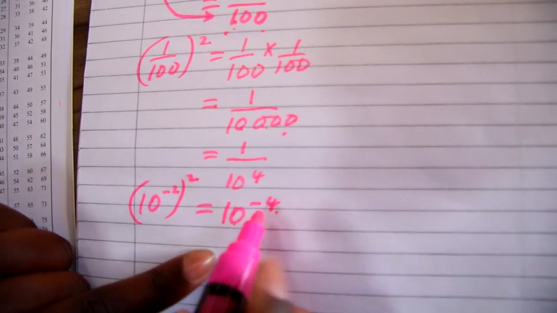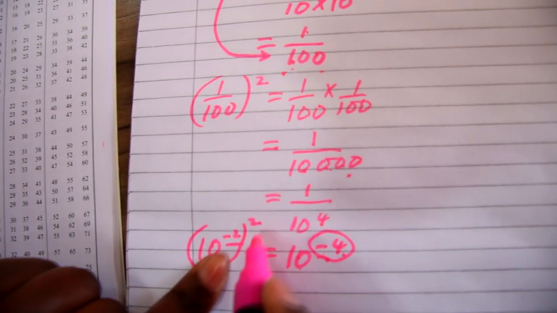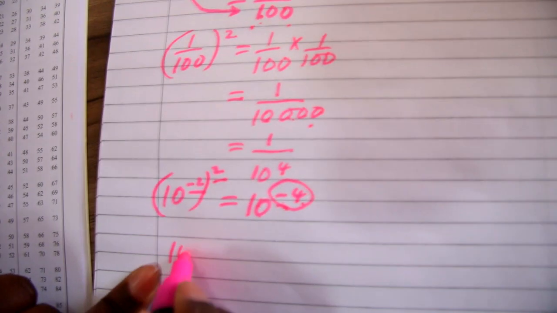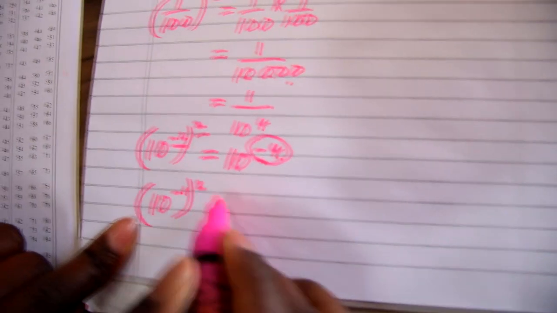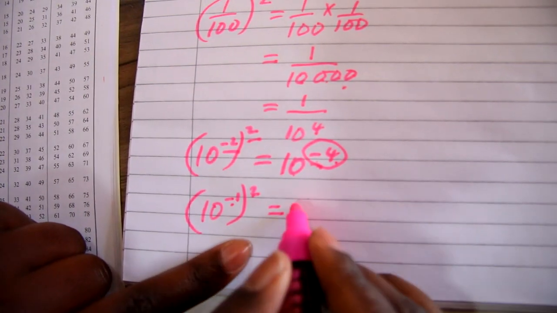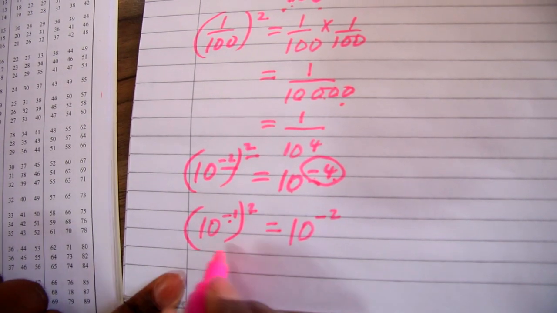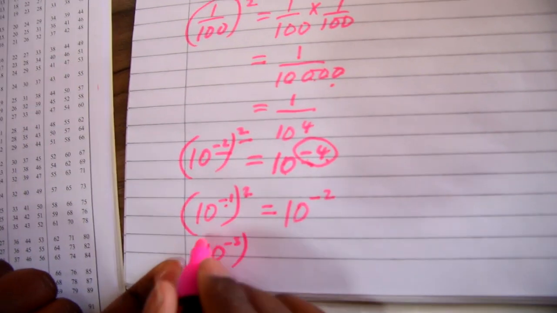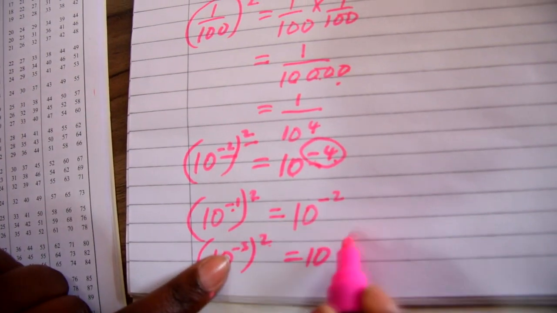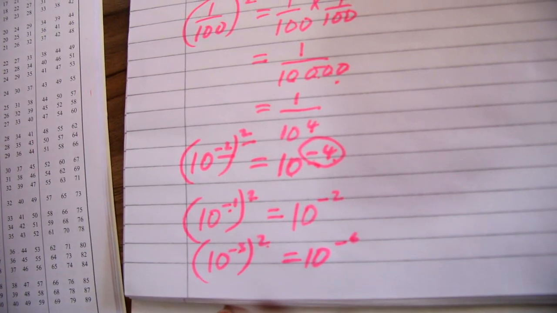Now in a simpler way, this negative 4 can be obtained by multiplying this negative 2 by the 2 to get negative 4. So if you have 10 power negative 1 squared, you will just need to multiply negative 1 by 2 to get negative 2, so that now the square here will be 10 power negative 2. If you have 10 power negative 3 squared, then this will be 10 power negative 3 times 2, which is negative 6. So I hope now we have gotten the concept of squaring a power.